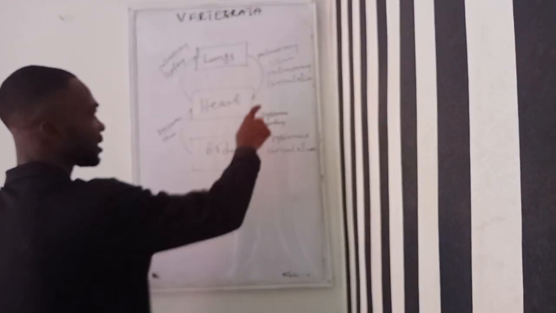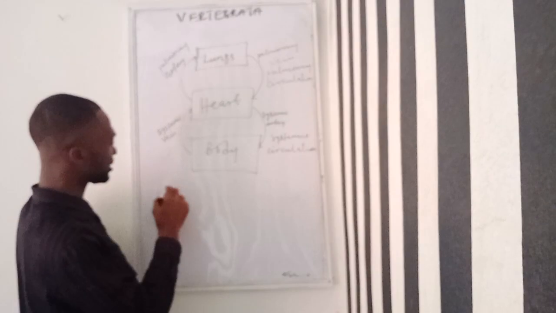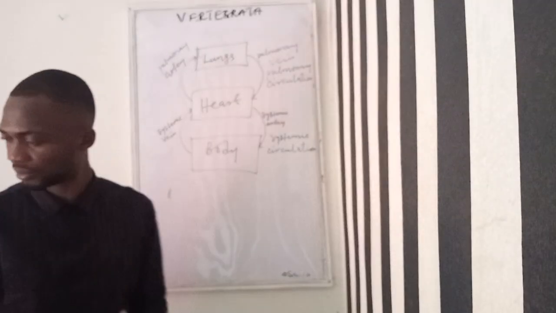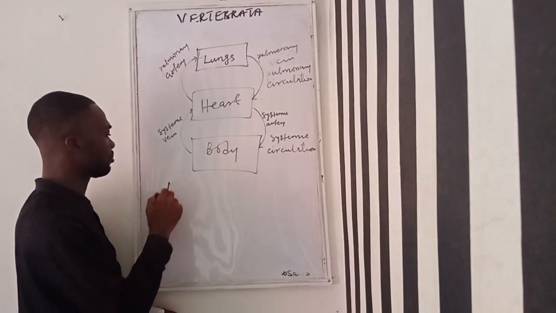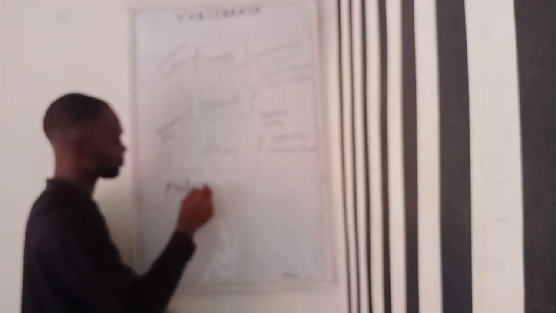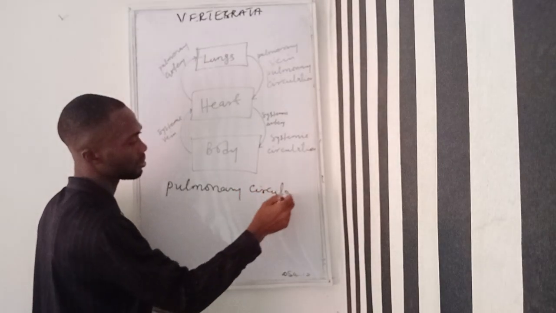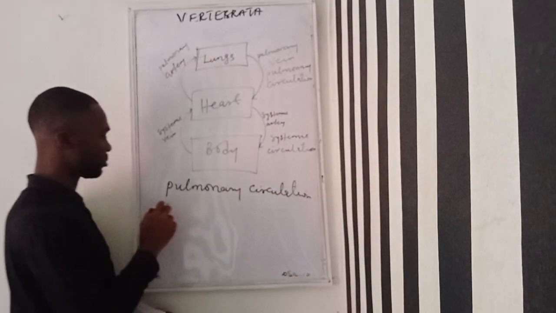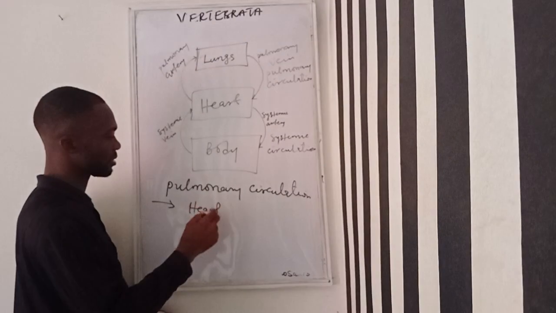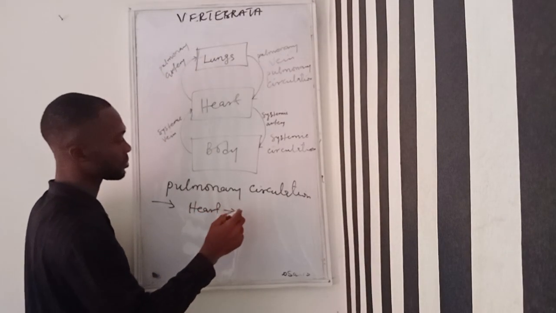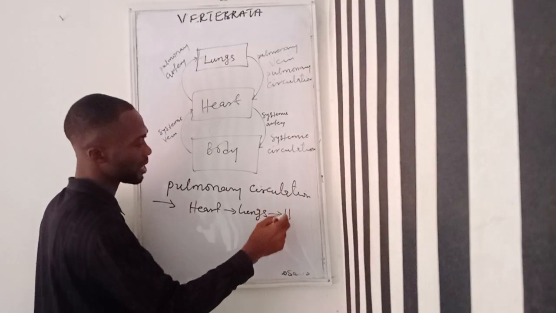Back to the heart again. That's what we call the pulmonary circulation. So, in pulmonary circulation, blood moves from the heart to the lungs and back to the heart again.